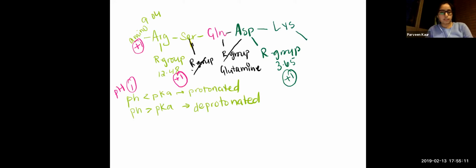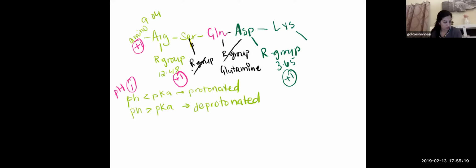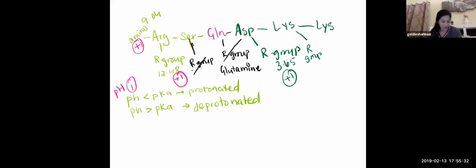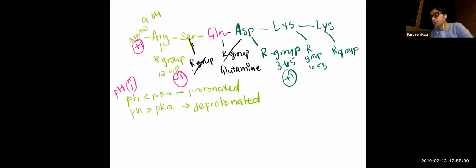And what's the pK value of lysine? 8.95 for that first one. For the R group, right? For the R group, would it be 8.95 or 10.53? Oh, 10.53. And what would be the charge for it? +1. +1. And for the last one, what are the two groups we look at?